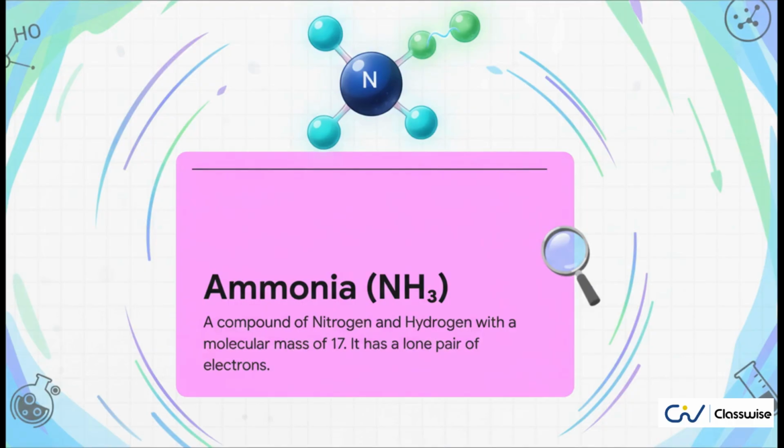But the really interesting part, the thing that gives it its unique chemical personality, is its lone pair of electrons. You can think of this as ammonia's secret power. This unbonded pair is what makes ammonia basic, and it's the key to so many of its reactions. Trust me, we'll be coming back to this idea.